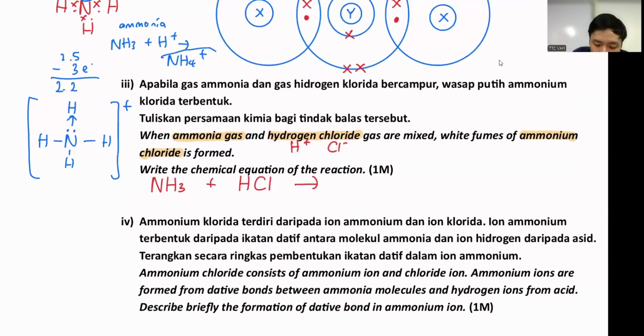Now you got NH4 plus and you react with the Cl minus. So that's why you form NH4Cl, because the charge is 1-to-1 cancel off. This is the equation. Understand? This one, which we get white film coming up.